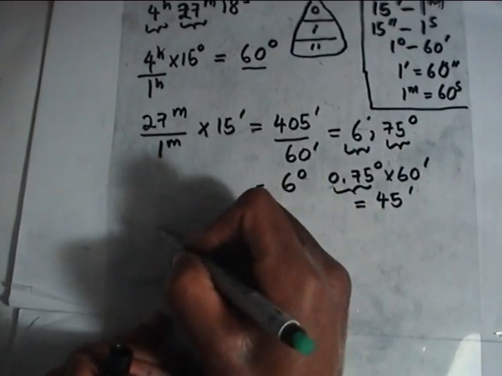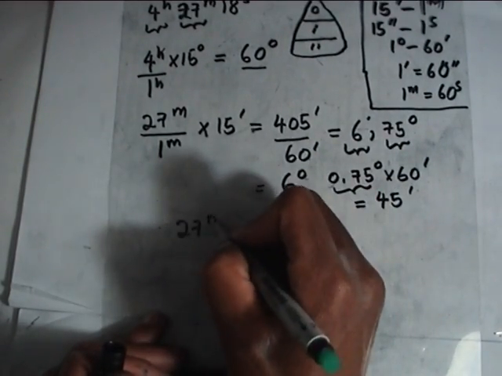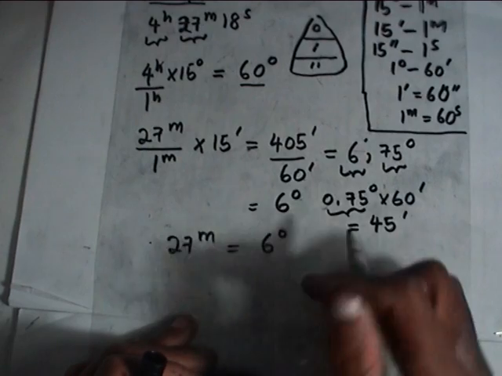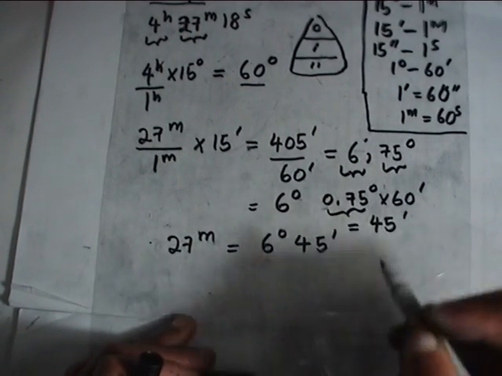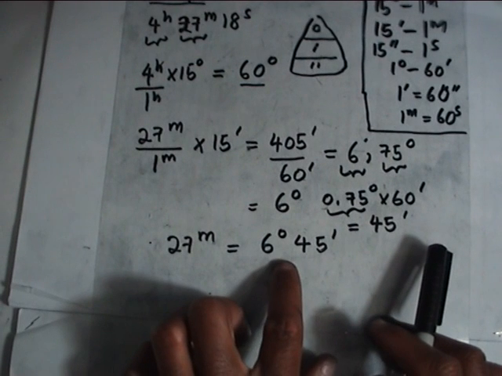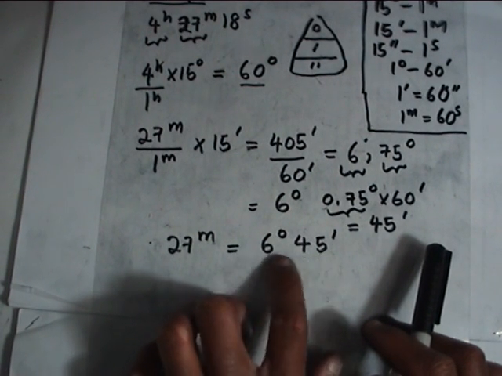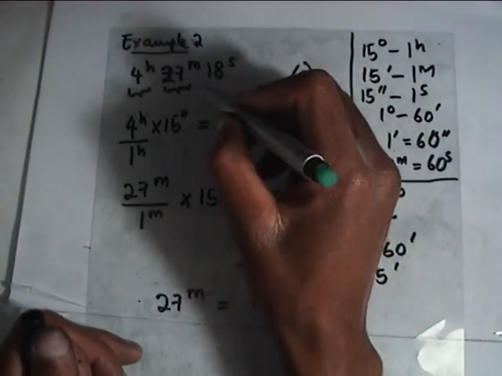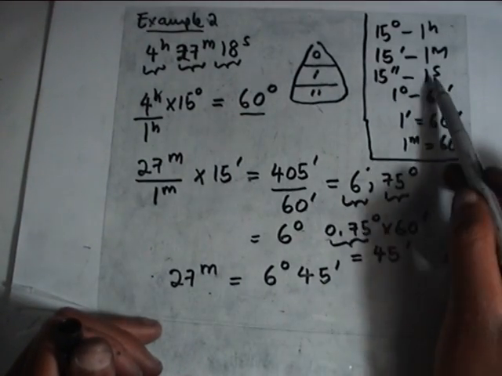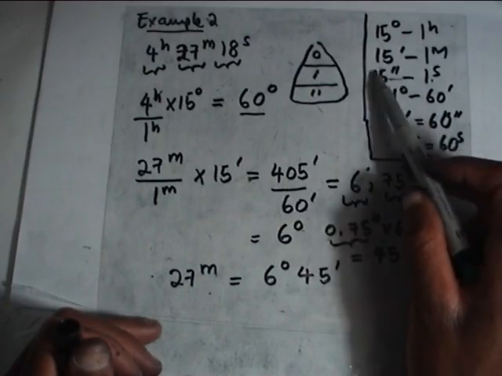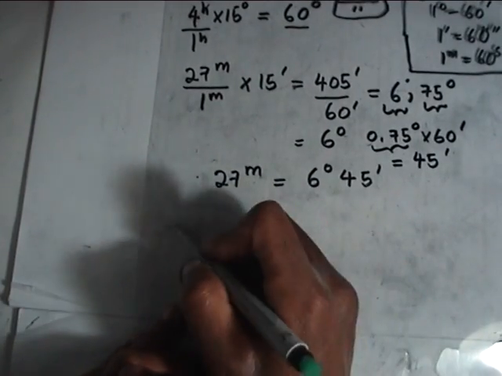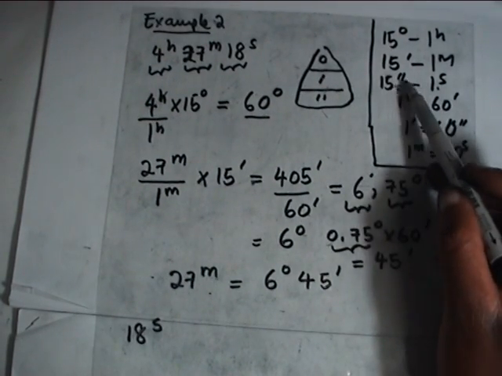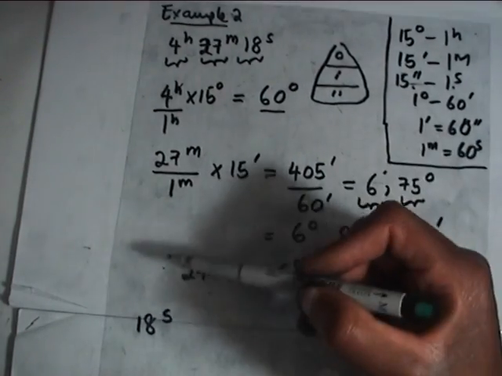So basically in my 27 time minutes, I have 6 full degrees and 45 arc minutes. That's basically what we have: 6 full degrees and 45 minutes. So we need to just keep track of this. Now let's convert the last part. The last part is 18 seconds. 18 seconds, we are going to convert it using this one. 1 time second is 15 arc seconds. Therefore, if 1 time second gives me 15 arc seconds, what about 18 time seconds?